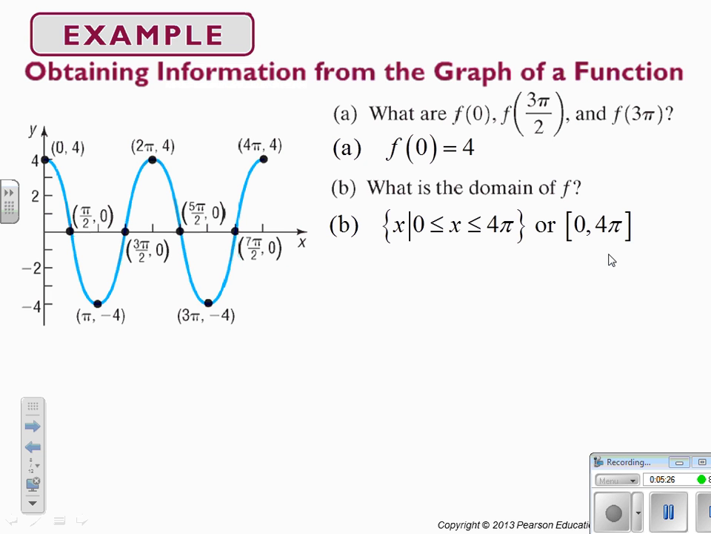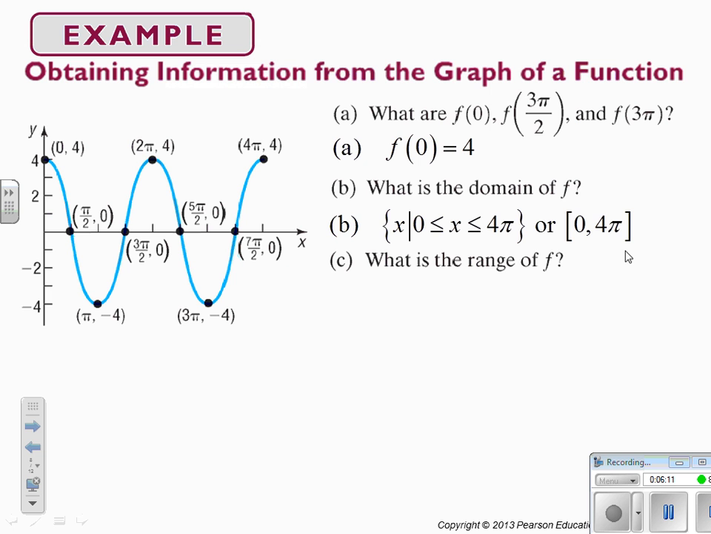And check out the way they bracket this. The brackets are really important. If you have a closed bracket, that means this value is included in your domain. I'm pointing this out because you will get this wrong on your quiz if you don't use the correct brackets. If you have a parenthesis instead of a bracket, then that value is not included in your domain or your range. So in this case, 0 and 4 pi are both included in our domain, so they get a bracket.